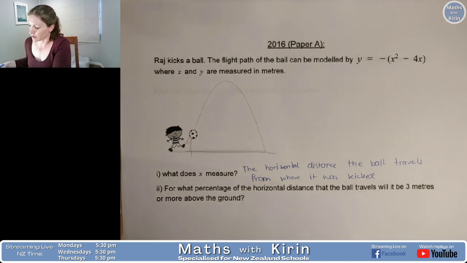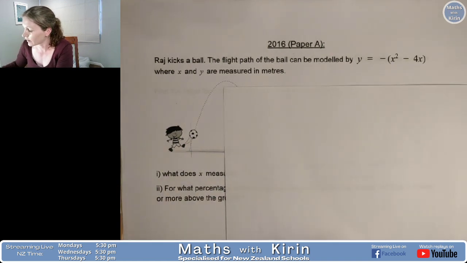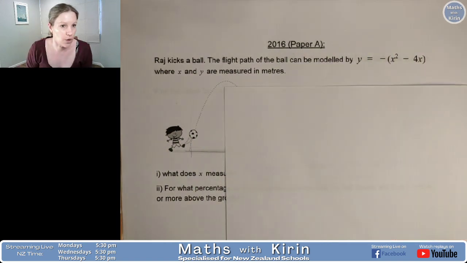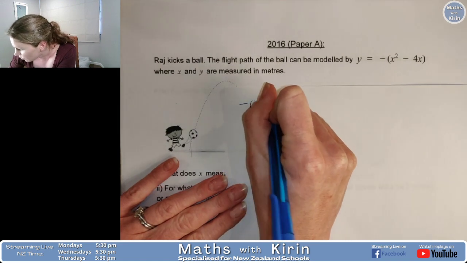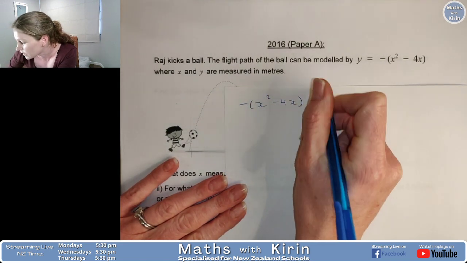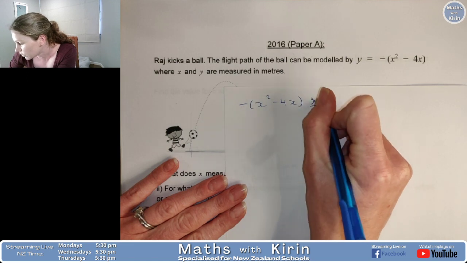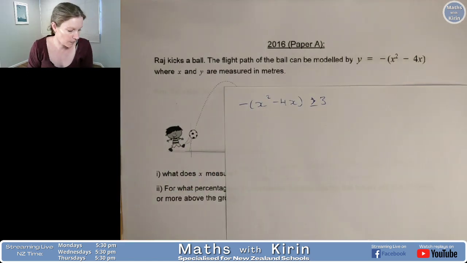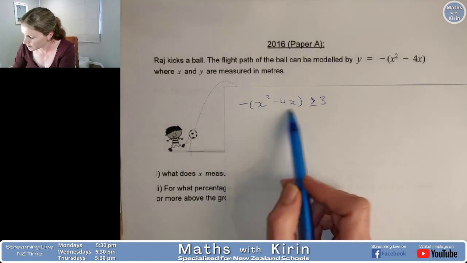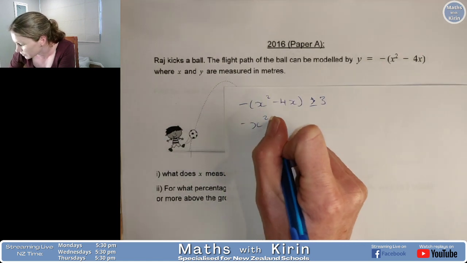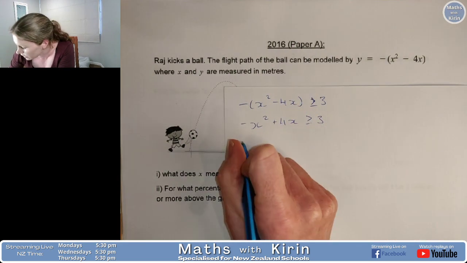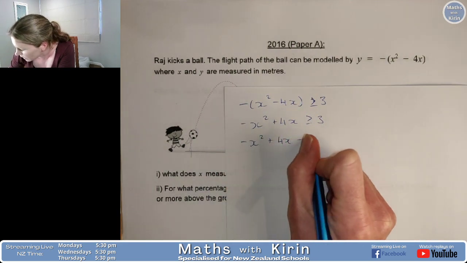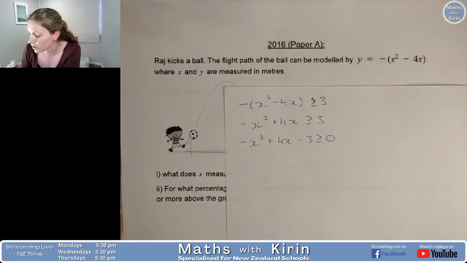So I'm just going to use another piece of paper, but I'll leave it so we can still see this equation. So 3 meters or more above the ground means that our equation, negative bracket x squared minus 4x, needs to be greater than or equal to 3. So if we expand it out, we get negative x squared plus 4x is greater than or equal to 3. Bringing our 3 across, it's a quadratic. Negative x squared plus 4x minus 3 has to be greater than or equal to 0.